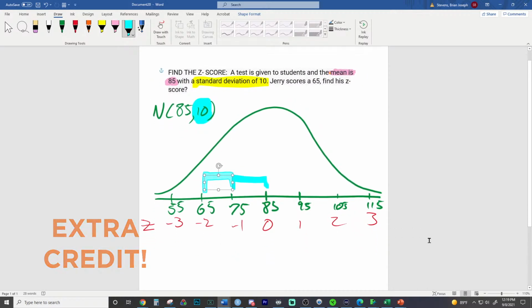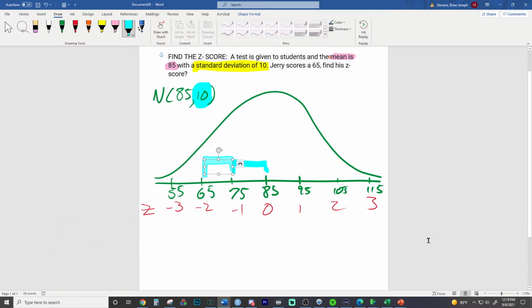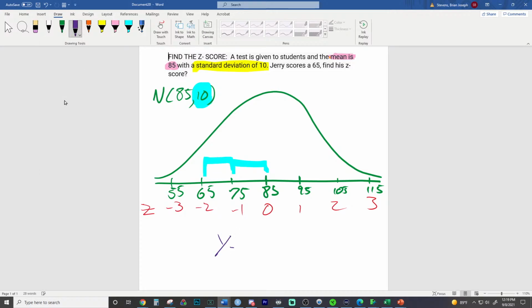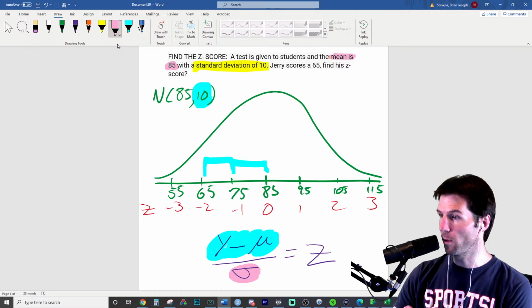So the way we can do this is we can use a formula right here to do the following. I'm going to change colors to a purple pen. We can go here, observation minus the mean divided by the standard deviation equals the Z-score. Now, I want you to think about this formula for a second. The top part of the formula is just a distance something is away, and then we're turning it into how many standard deviations. So a z-score is literally how many standard deviations above or below the mean something is.